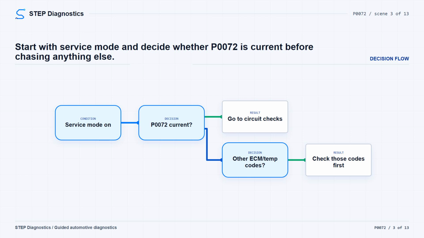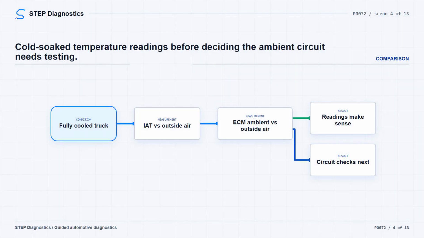Then compare the scan tool intake air temperature sensor parameter to actual ambient temperature. It should be within 15 Celsius, 27 Fahrenheit. If it is not, follow the intake air temperature sensor diagnosis before continuing.